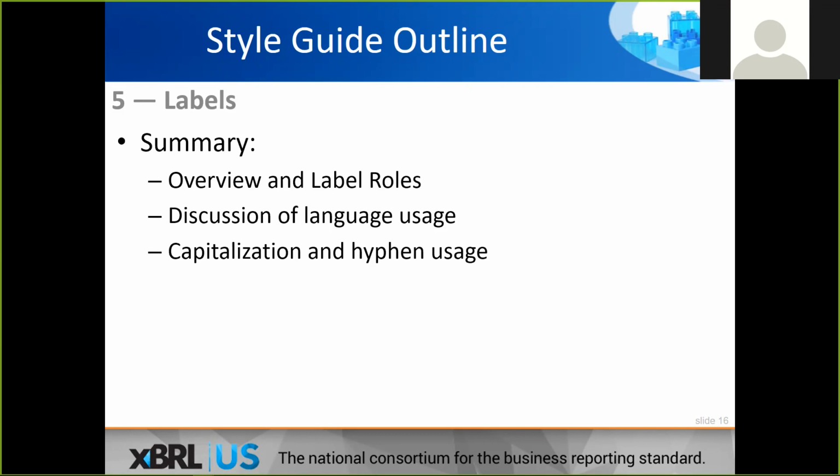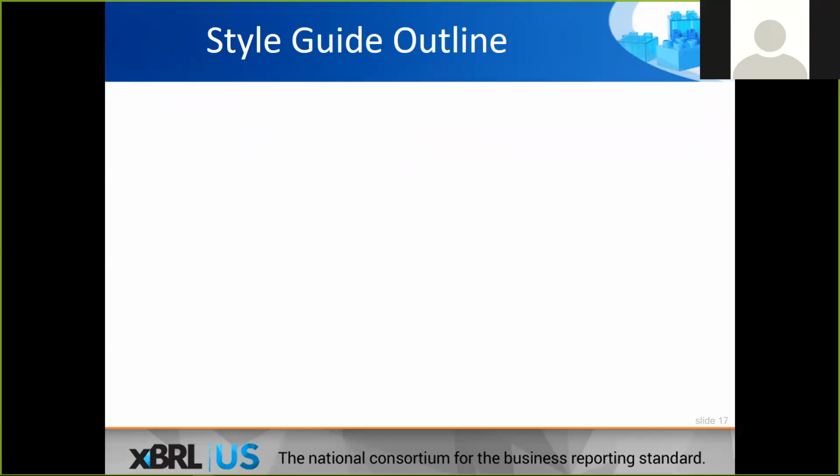If you look at the different roles for a particular concept, that concept may have a role that is your standard. It may have a negated role or a total role. Those are the things where you're going to have labels created, and how to actually generate the language for that. The final big role then is the documentation label.